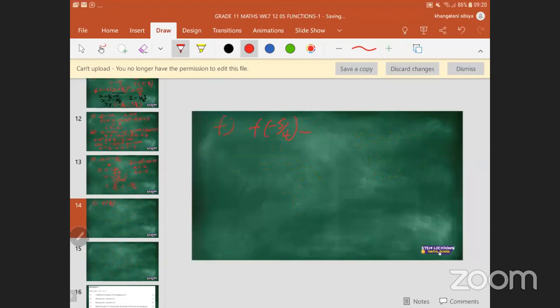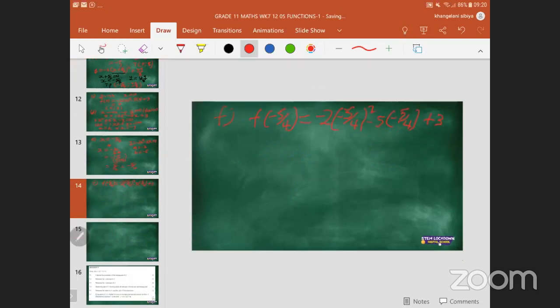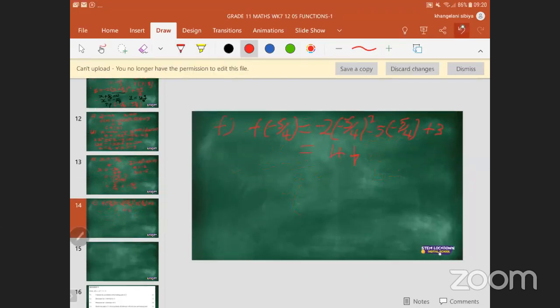So obviously this one will be negative 2 into negative 5/4 all squared, minus 5 into negative 5/4, plus 3. Then you can simply punch this one from your calculator. Obviously, let's try to do that one. Here is our calculator. Let's punch this one. Your answer here, obviously, folks, is 49. Sorry, it's 49/8.